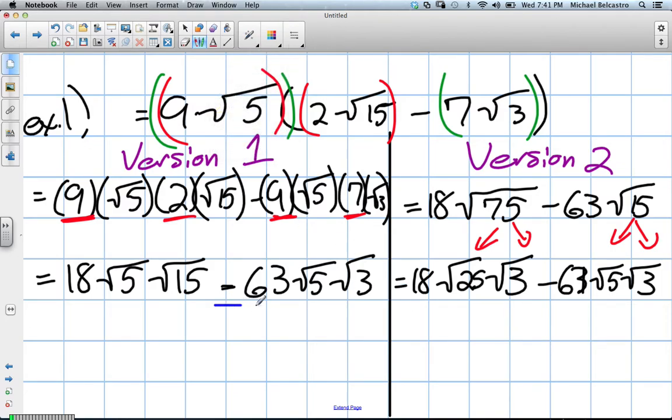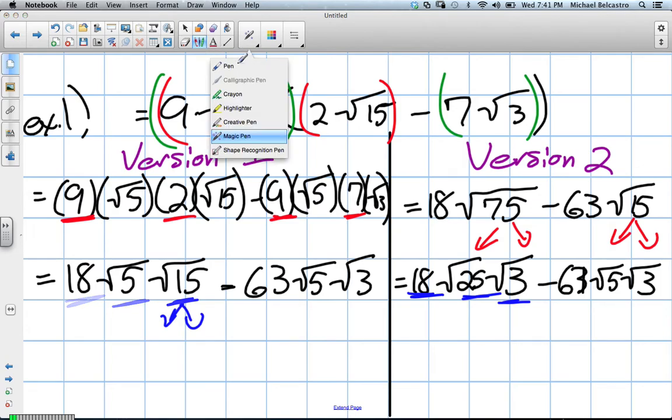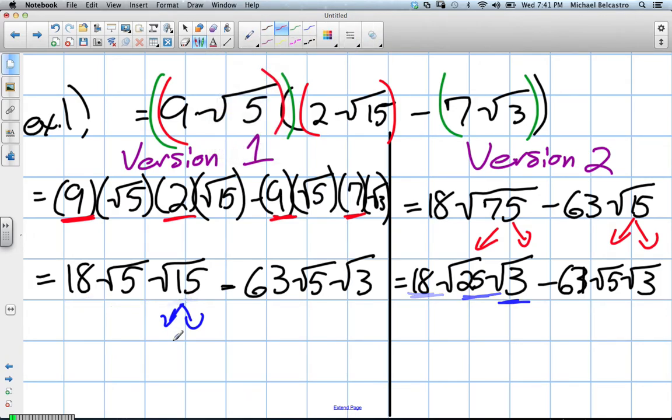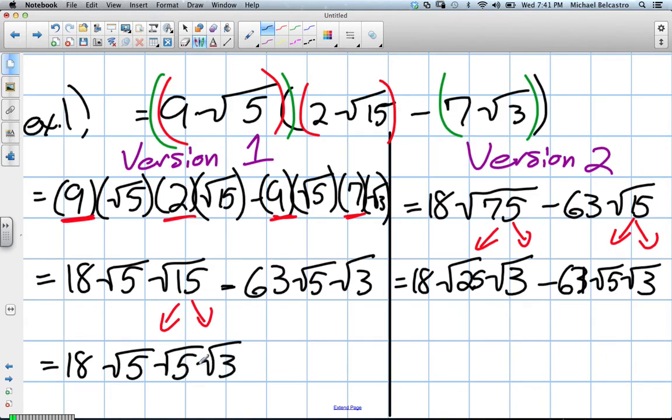If you look, we have negative 63 root 5 root 3 right here. And this one, the only difference is 18 root 5, root 15. This one's 18 root 25, root 3. I can break 15 up. What can I break 15 up into? 3 times 5. That's right, 3 and 5. So we're going to break 15 now. So this now becomes 18 times root 5 times root 5 times root 3, right? Because that's what 15 broke into. And we keep the rest the same. 63 root 5 root 3.